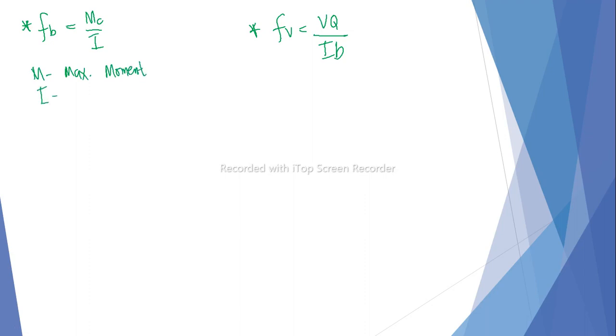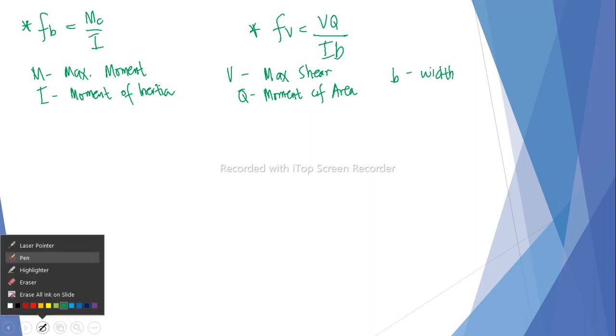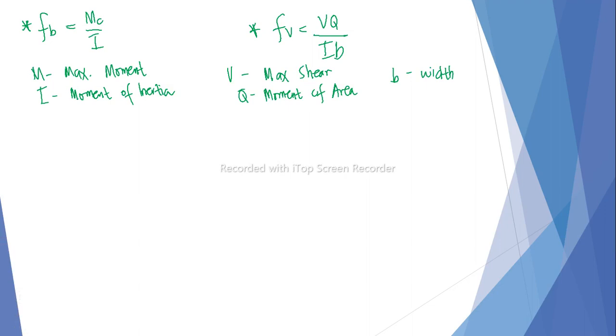I is the moment of inertia. V is the maximum shear. Q is the moment of area. And B is just the width or the breadth of the beam. Let's say we have a beam with a rectangular section, because the rectangular section is the one commonly used for beam design or beam section.